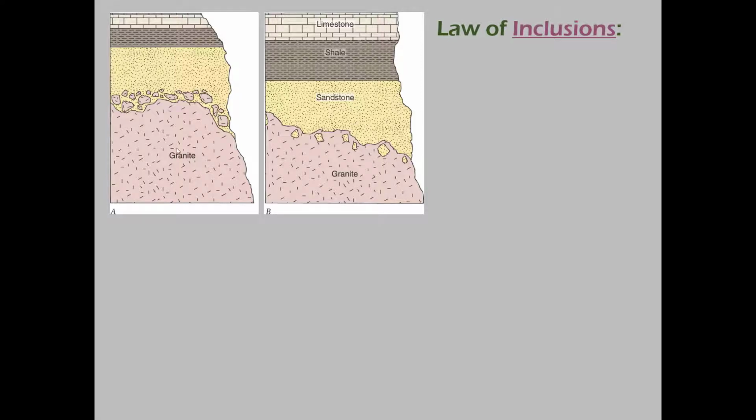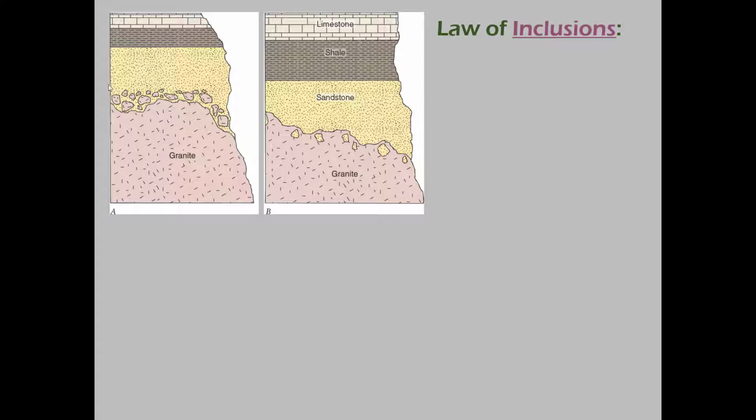Then alternatively, sometimes granite will be exposed at the surface well after it's cooled and all the overlying rock has eroded away. When that happens, chunks of the eroded granite can become incorporated into the bottom of the sedimentary rock that overlies it, that forms afterwards.